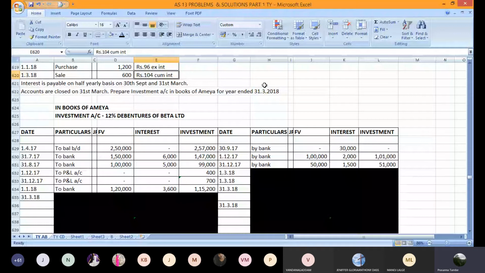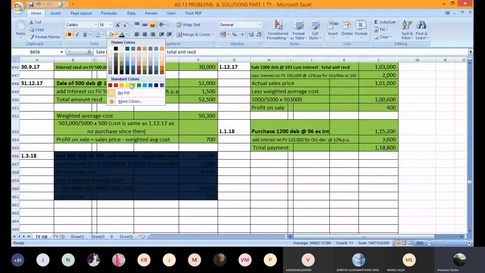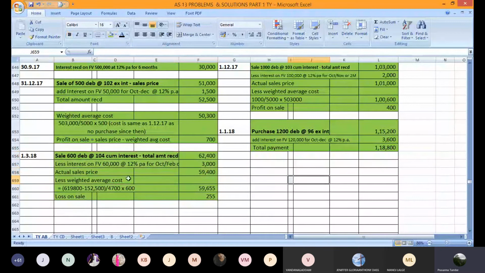And since it is a sale, we have to also consider the weighted average cost. So let us do the workings first. Sale of 600 debentures, 104 rupees cum interest price. So 104 into 600 is 62,400. Your face value is 60,000. 12% interest at 12% per annum for a period of 5 months comes to 3,000 rupees. So your actual selling price is 59,400 rupees. That is the actual selling price.